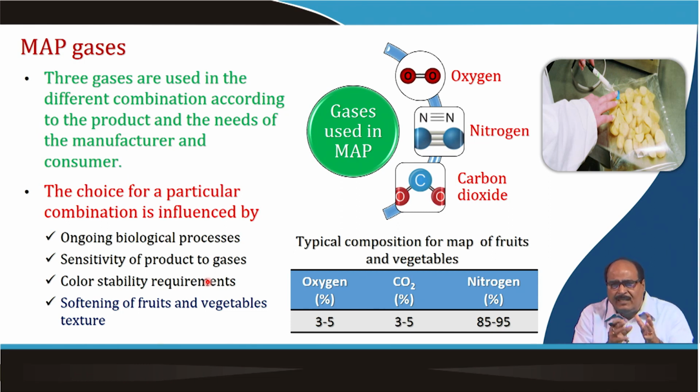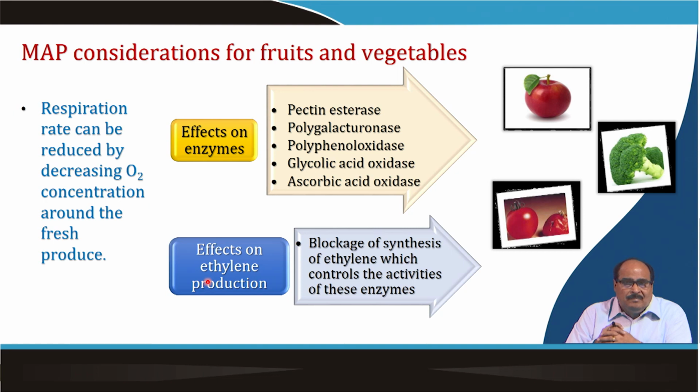But within this range, what should be the particular composition of O2, CO2 and nitrogen depends upon the ongoing biological processes, sensitivity of the produce to gases, color stability requirement, and softening of fruits and vegetables, texture, that is, when you are changing the composition of the gases, how it is influencing the texture of the food. The considerations are for modified atmosphere packaging of fruits and vegetables.